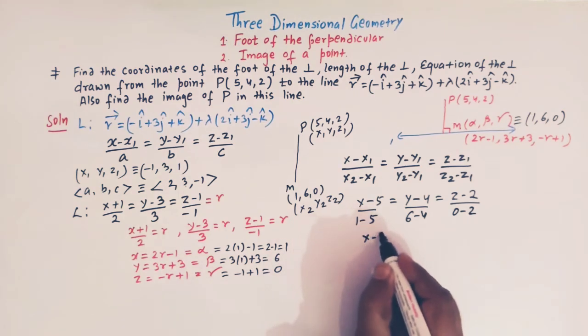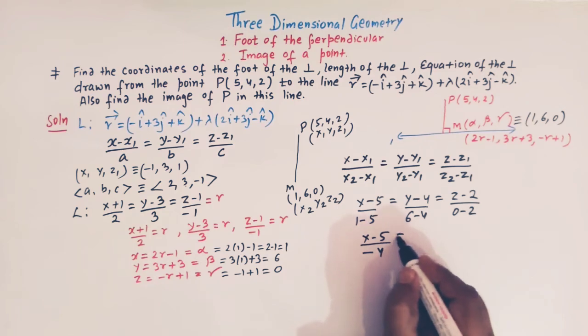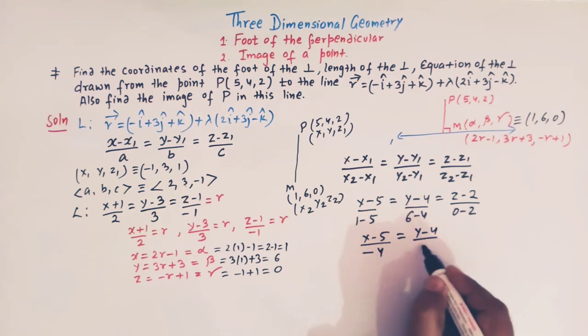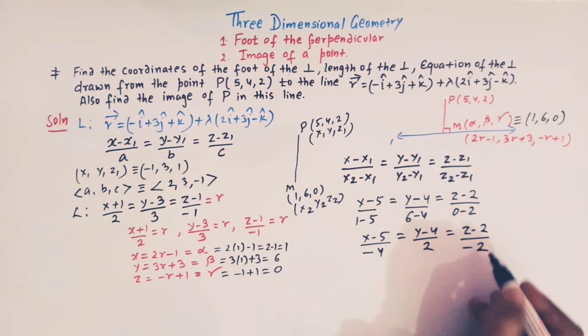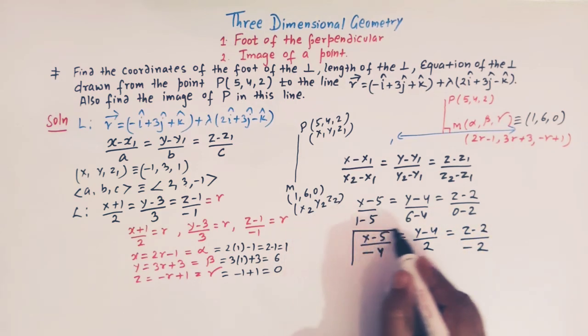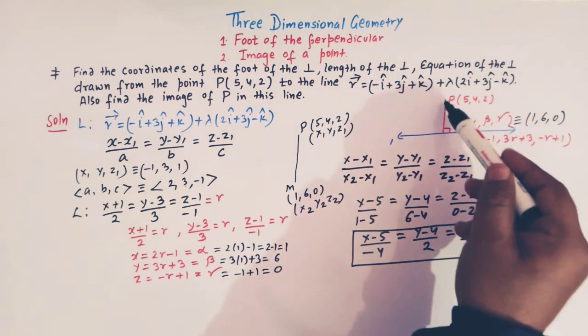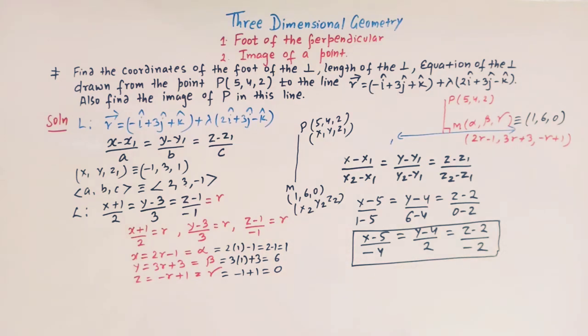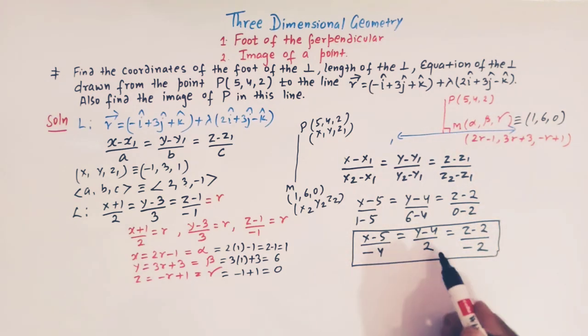So this is (x minus 5) over minus 4, this is (y minus 4) over 2, and this is (z minus 2) over minus 2, right? So this is the Cartesian equation of this perpendicular PM, right? And here we see that the direction ratios of PM are minus 4, 2 and minus 2, right?